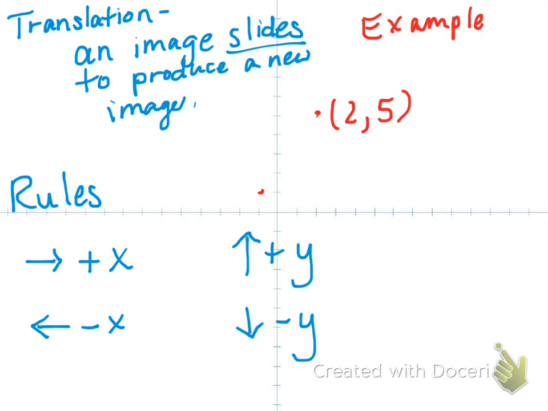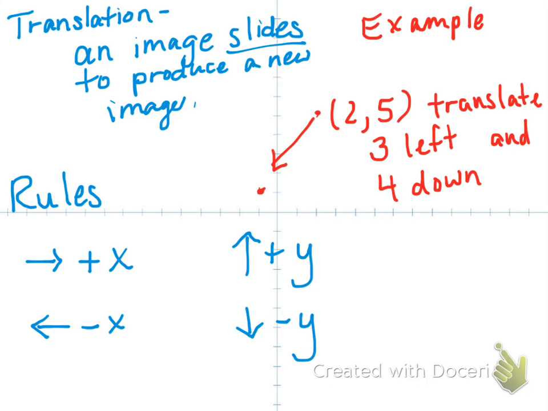So, for example, this example is just 1 point. I decided not to do a shape, it's just 1 point, so it's really simple. Let's translate 2, 5. It looks like we go down and to the left, and if you count, we notice we're going to translate 3 left and 4 down. So left means we're going to subtract from the x value. And down means we're going to subtract from the y value.